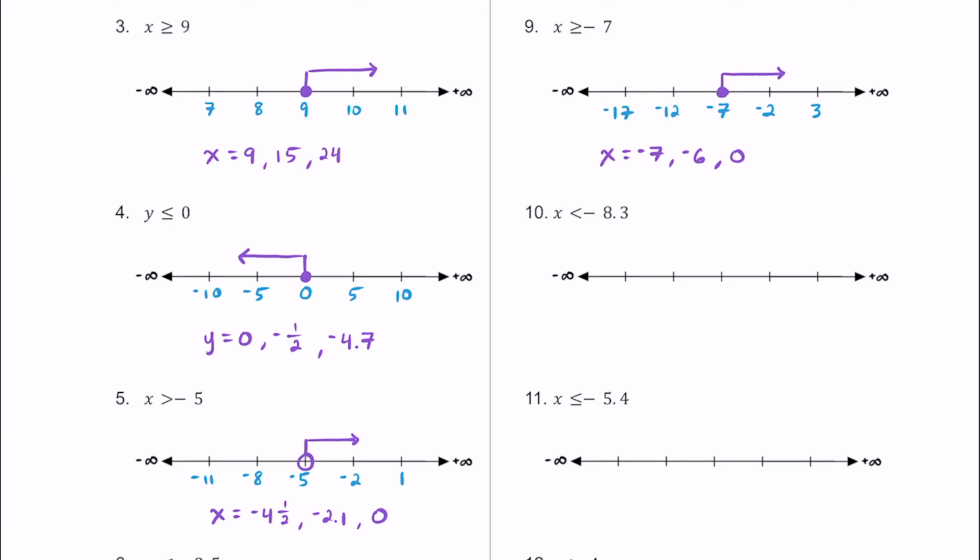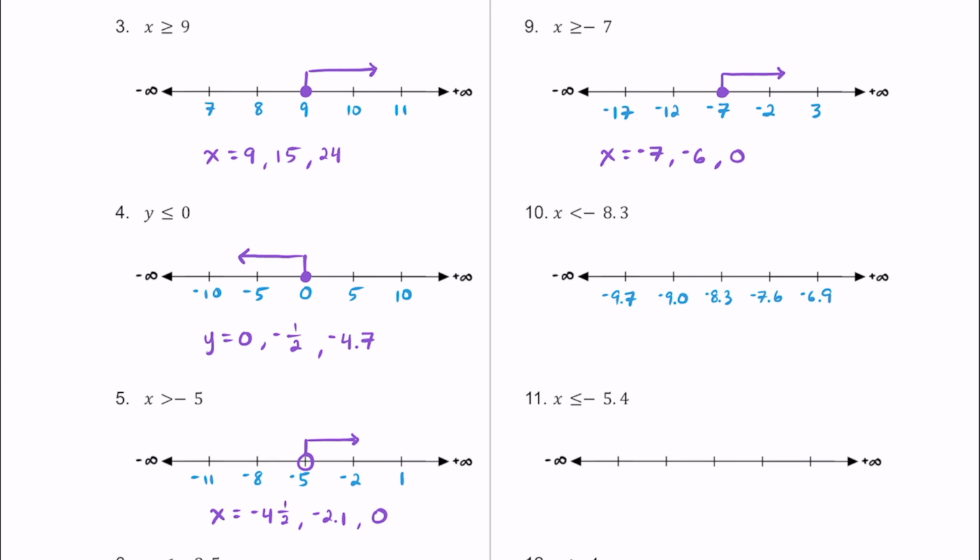For number 10, we see that x is less than negative 8.3. Let's put negative 8.3 right in the middle of our number line. Let's jump by 0.7s. Okay, so if I go 0.7 bigger, that's going to be negative 7.6. And if I go 0.7 bigger, that's going to be negative 6.9. If I go 0.7 smaller, that's going to be negative 9.0. And if I go 0.7 smaller than that, that's going to be negative 9.7.